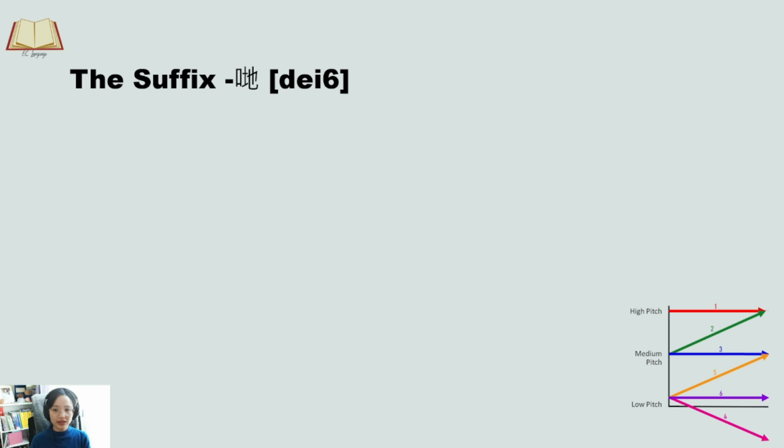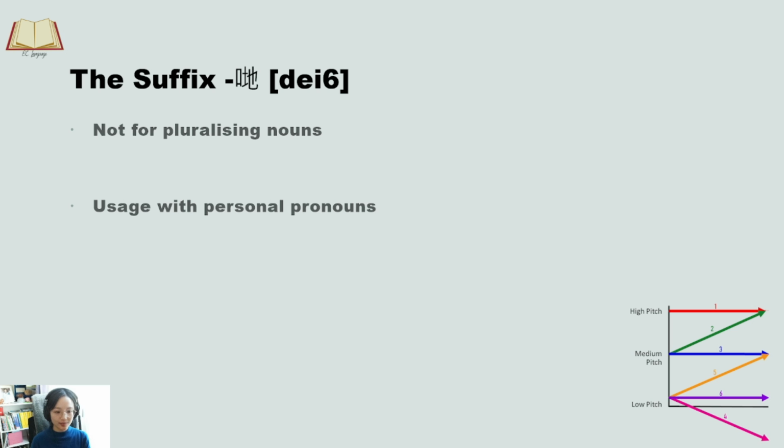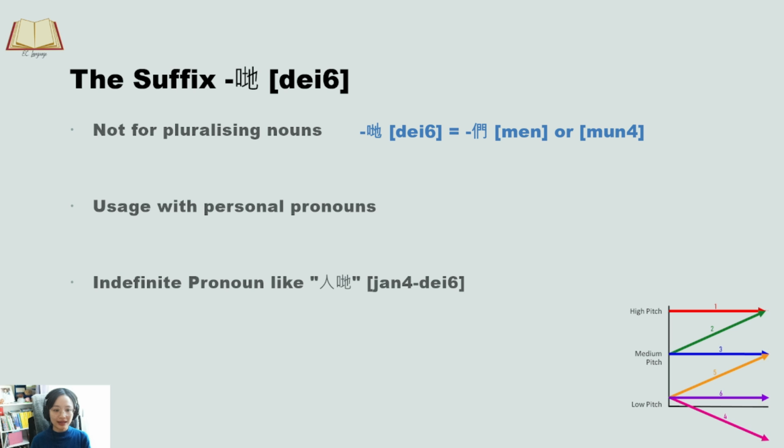Now let's look at the suffix 哋. It is not used for pluralizing nouns, although it is used to pluralize personal pronouns. It can also be used with the indefinite pronoun like 人哋, which I'll explain to you later. For those who are also learning Mandarin or speak Mandarin, lots of people consider it an equivalent to the Mandarin 們. It's considered to be equivalent, but it is not the same thing. It doesn't function in the same way. So just keep that in mind and don't confuse the two.